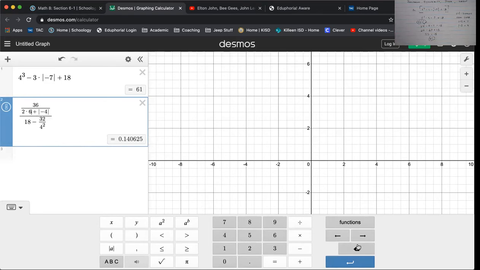So this needs to move out. So we've got to fix this because our calculator got a little out of order here. That's 36 divided by 2 times 6, and then plus the absolute value of -4. That's going to be a little easier for us there. And then the other one's okay. I can write it that way.